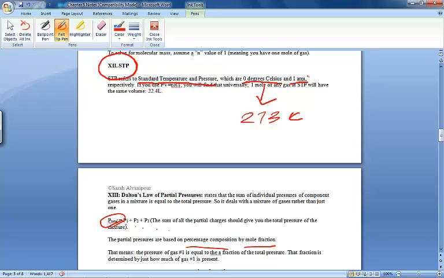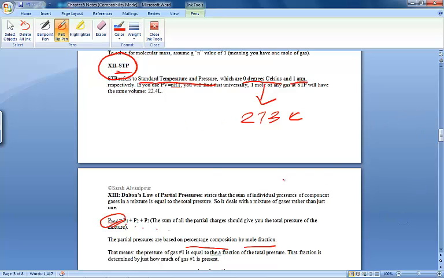Therefore, you may not be given an actual pressure or temperature, but if a question or a problem states STP, you should know what that means. What that stands for is 273 Kelvin or 0 Celsius in temperature and 1 atmosphere. Those are what are considered standard units and values for temperature and pressure.